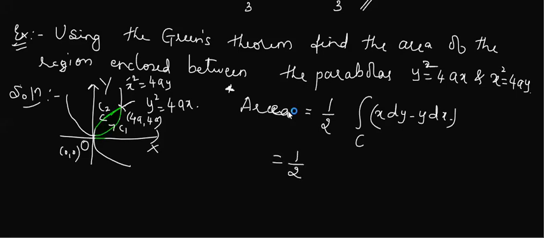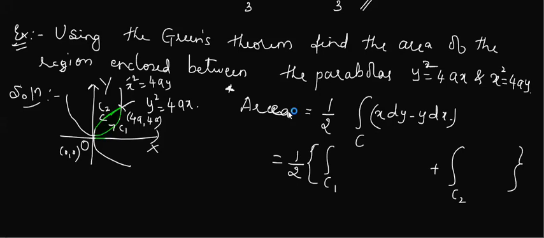Now my C is made up of two parts, so I'll write this C as C1 plus C2. Integration over C1 plus C2 can be written as integration over C1 plus integration over C2. Agree with this?